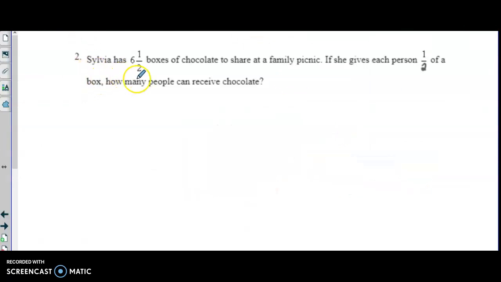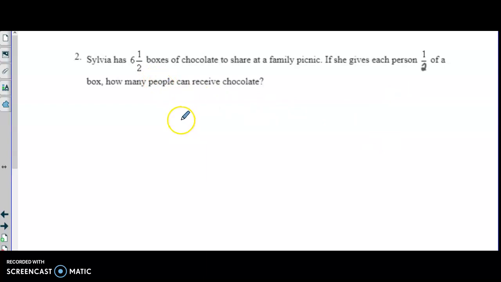All right, Sylvia has 6.5 boxes of chocolate to share at a family picnic. If she gives each person 1/2 of the boxes, how many people receive chocolates? So since she's giving each person half of a box, basically what we're doing is we're dividing each box in half. There's a couple ways that we could do this.